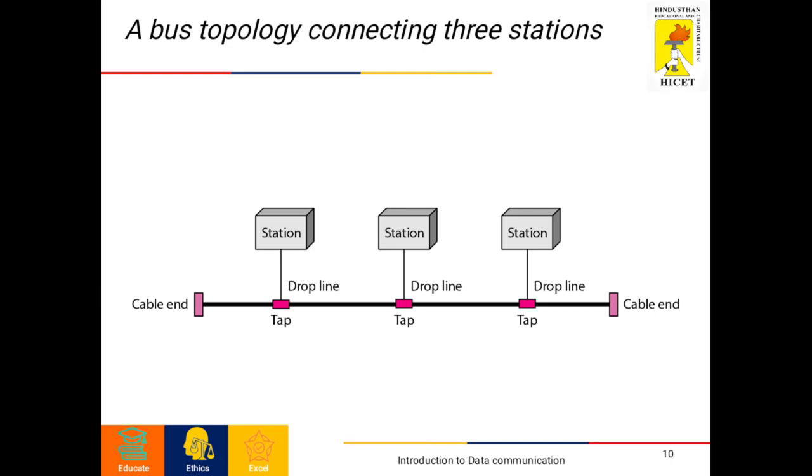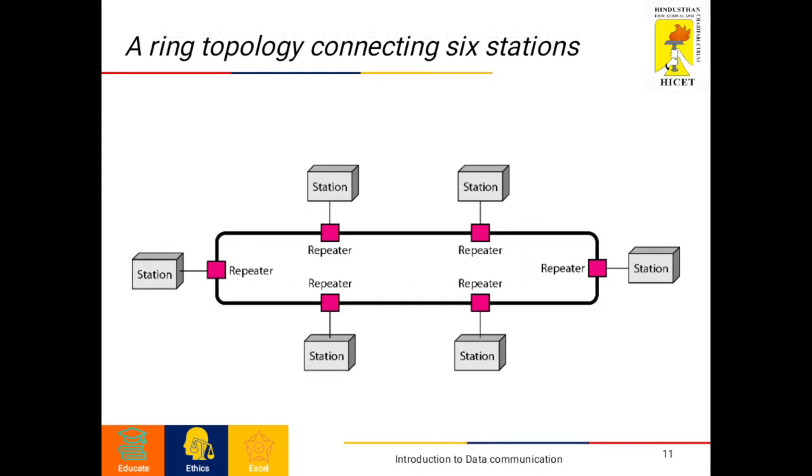The next one is the ring topology. In ring topology, each device has a dedicated point-to-point connection with only the two devices on either side of it. The signal is passed along the ring in one direction, from device to device, until it reaches its destination. Each device in the ring incorporates a repeater. When a device receives a signal intended for another device, its repeater regenerates the bits and passes them along.